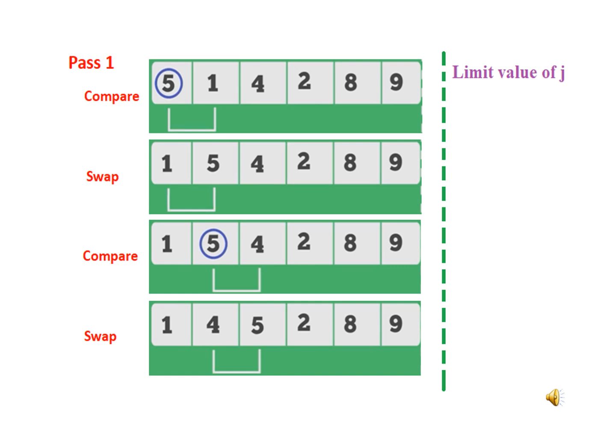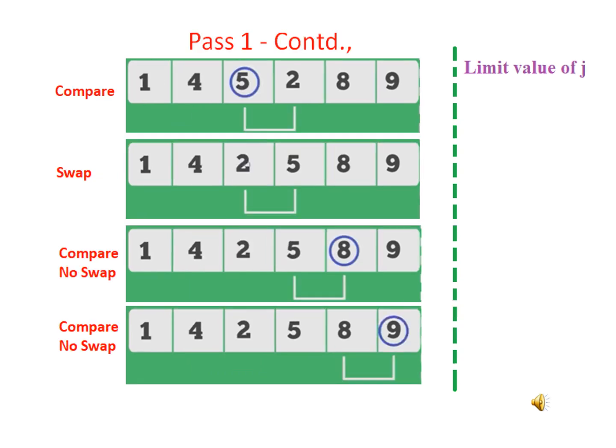Compare 5 and 1. 5 is greater than 1, so we have to swap. Next we have to compare 5 and 4. 4 is lesser than 5, so we have to swap. Here then we compare 5 and 2. 2 is smaller than 5, we have to swap the elements.